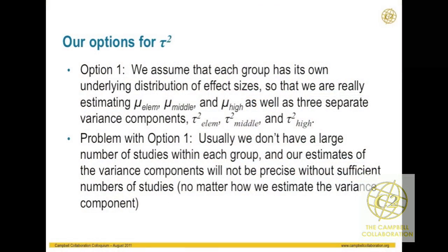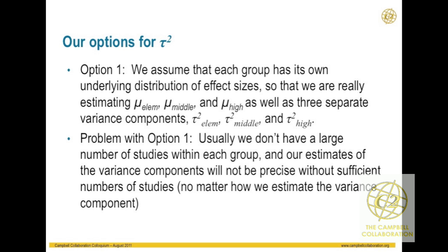So in this case, we have sort of two options. What we've been talking about all along so far is that we only have one tau squared. All of our studies are estimating effect size coming from the same distribution. We have one tau squared. And so we're only interested in estimating that one tau squared.